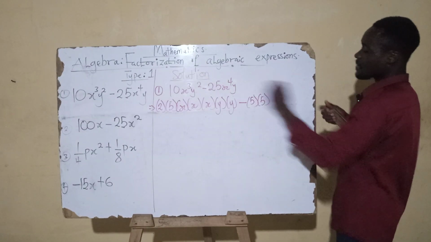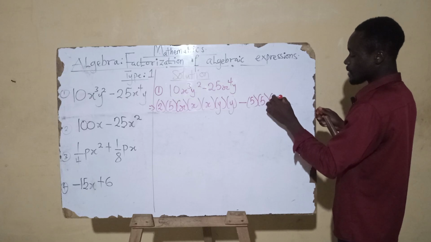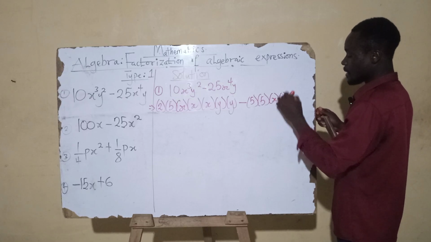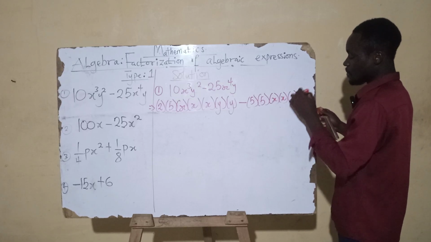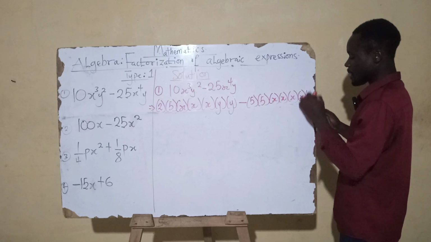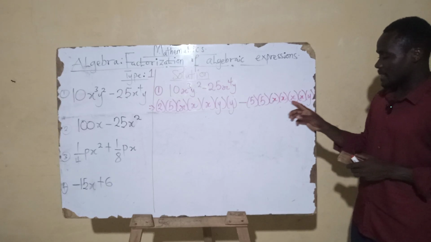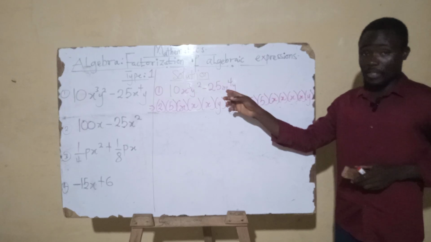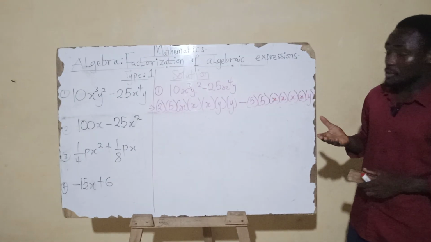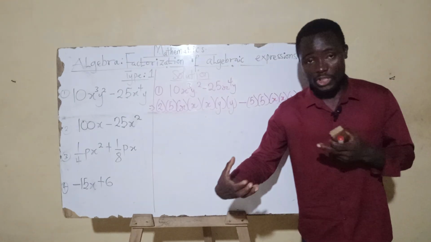Very good. And then the x power 4 can be expressed as x multiplying another x multiplying another x multiplying another x, then multiplying y. I believe you are clear with that. So x times x times x times x will give us x power 4 multiplying y. So this is what we call the expansion method.